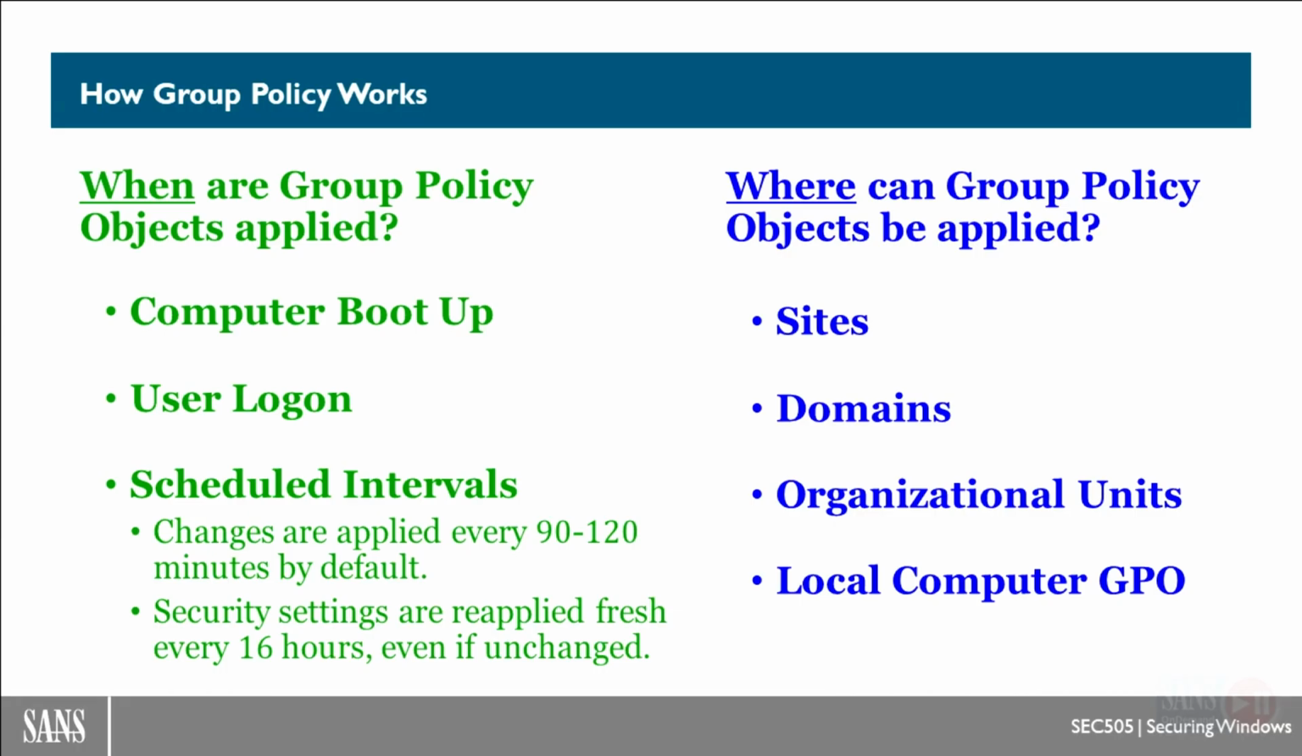Now, if you're familiar with group policy, as you know, some changes don't take effect until after you log off and log back on, and there's even some changes that don't take effect until after you reboot the machine. But technically, the changes are downloaded and applied, it's just that they haven't taken effect yet. There's a small number of security settings that are reapplied every 16 hours, even if they've not been modified in the group policy object. Now the question is, which group policy objects does my computer download?